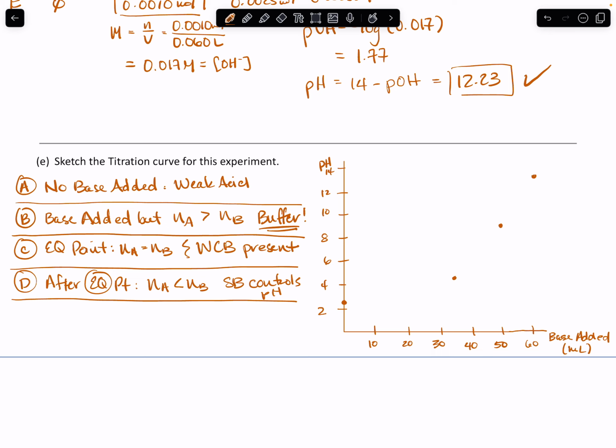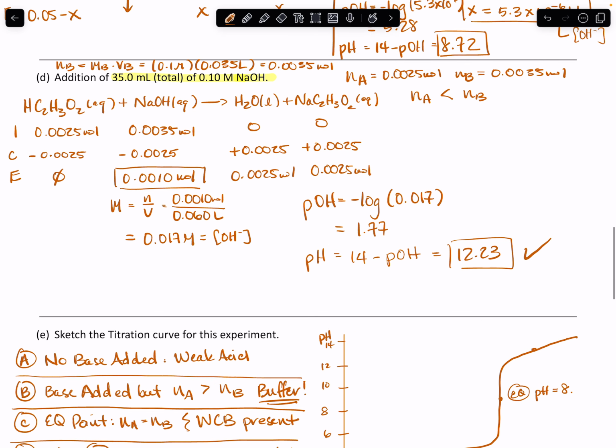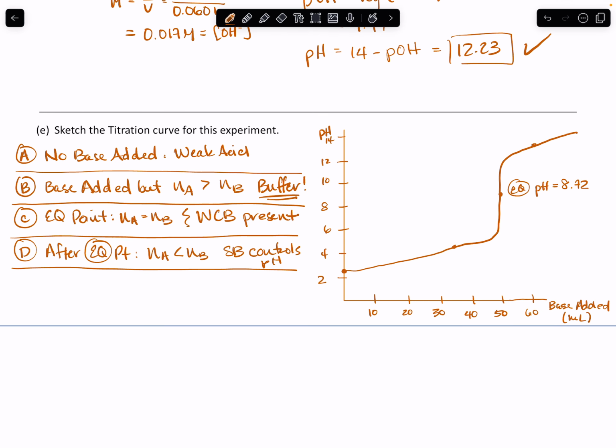Now you've got to be careful. This looks like we should just draw a curve. But if we were taking data points all along, we'd probably see something that looks like this, where our equivalence point is at a pH of 8.72, which is what we would expect. We've neutralized the acid with the base. All that's left is that conjugate base for our weak acid. So we should expect to see a pH value above 7. And then once we have excess strong base, that pH shoots right up.